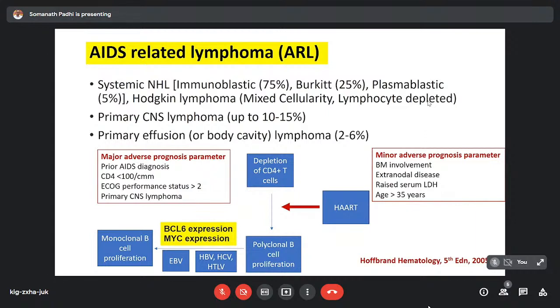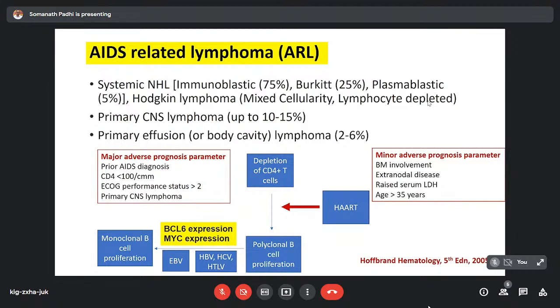The majority of these hematolymphoid malignancies are non-Hodgkin lymphoma, more than 50% of cases, among which immunoblastic and diffuse large B-cell lymphoma are more common, followed by Burkitt morphology, nearly 25% of all systemic NHLs. Plasmablastic lymphoma occurs in up to 5% of HIV positive patients, and is more commonly of head and neck origin. But nowadays we also see a lot of cases of plasmablastic lymphoma even in immunocompetent individuals.